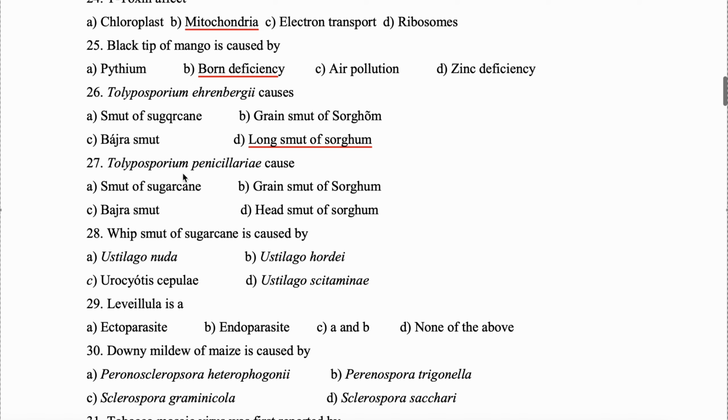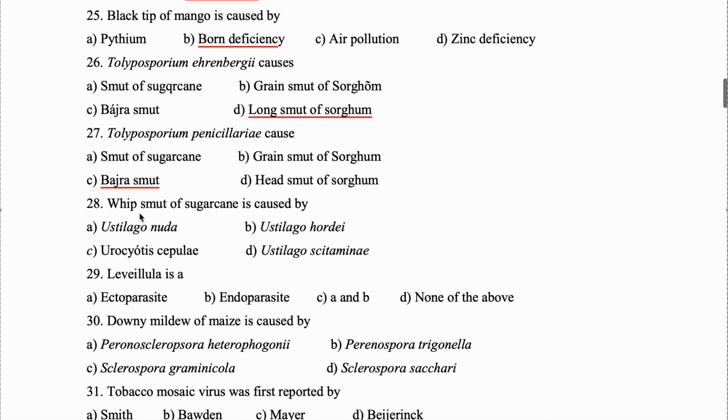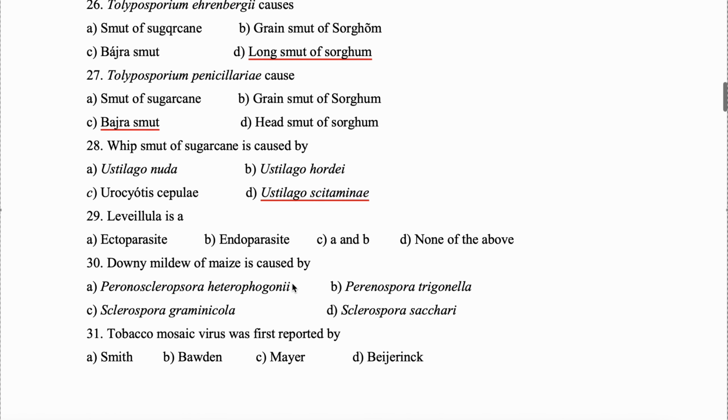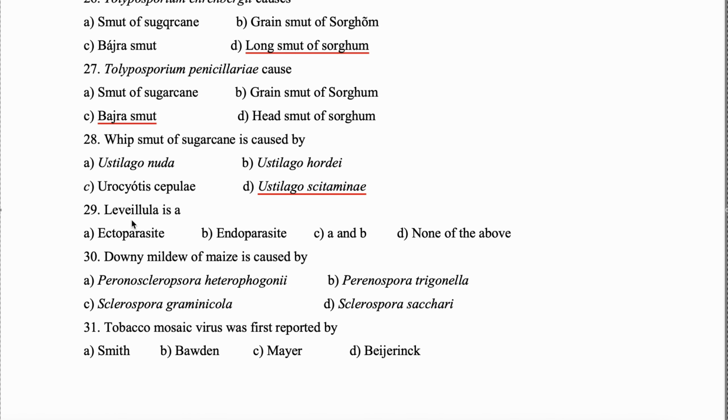Next, Tolyposporium penicillariae. It causes bajra smut. Okay. Whip smut of sugarcane is caused by Ustilago scitaminea.